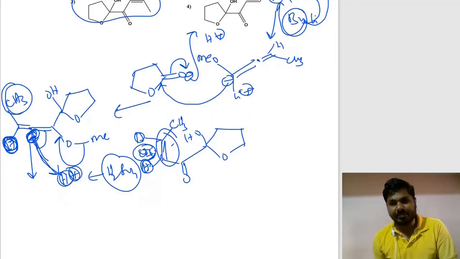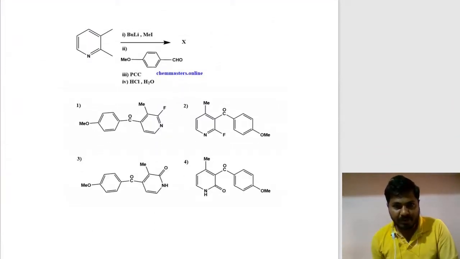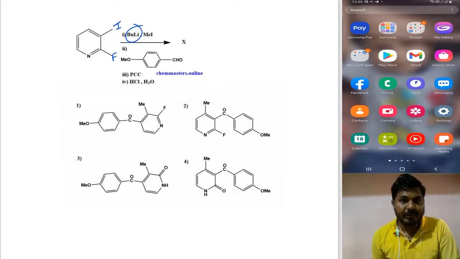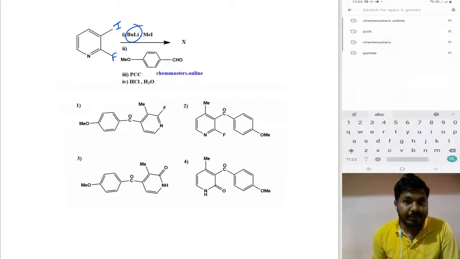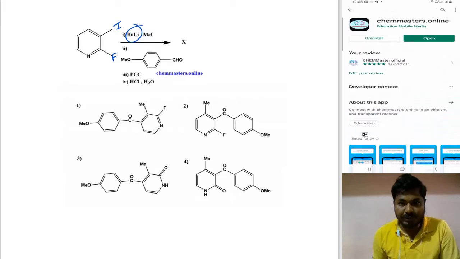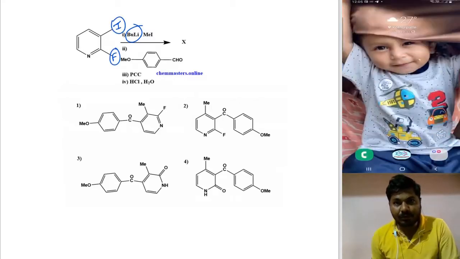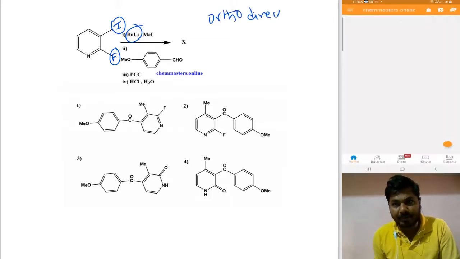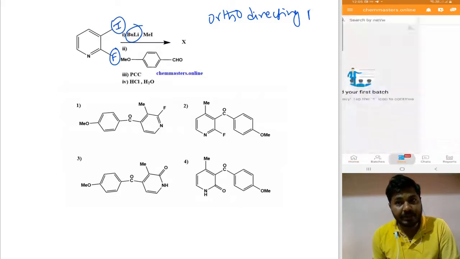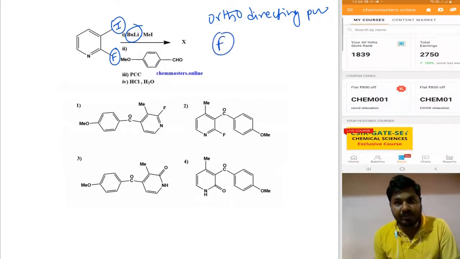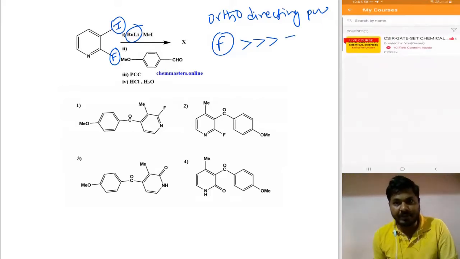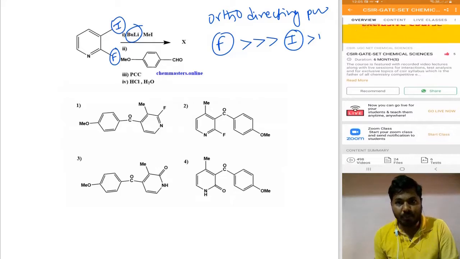Okay, right. The next question. So here it is fluorine and it is iodine. So please draw them. Now butyl lithium. What happens? Simply whenever we take butyl lithium, here two halogens are there. One is fluorine and one is iodine. So when we compare the ortho directing power of the halogens, fluorine has the highest, the strongest ortho directing capacity when compared with iodine and bromine.